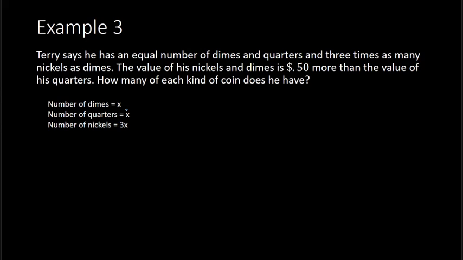So now looking at the value, because that is what is also given, it talks about the value of his coins. The value of the dimes we find by taking 10 cents times the number of dimes he has. So we have 10 times x would be his value for his dimes. For his quarters, each quarter is 25 cents. So the value of his quarters is 25 cents times the number of quarters that he has. So that would be 25 times x.